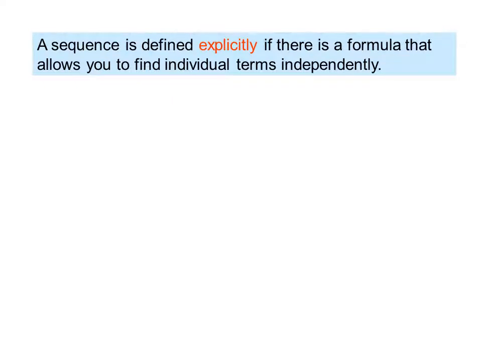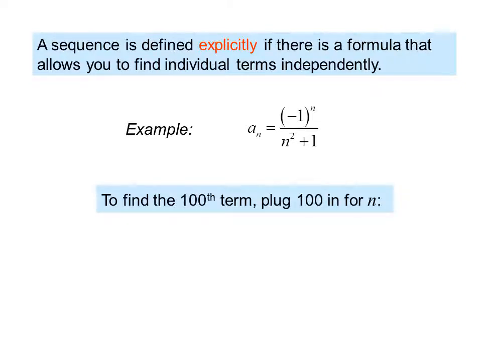A sequence is defined explicitly if there is a formula that allows you to find individual terms independently. Example, a sub n equals -1 to the n over n squared plus 1. To find the 100th term, plug in 100 for n. A sub 100 equals -1 to the 100th power divided by 100 squared plus 1, or 1 over 10,001.